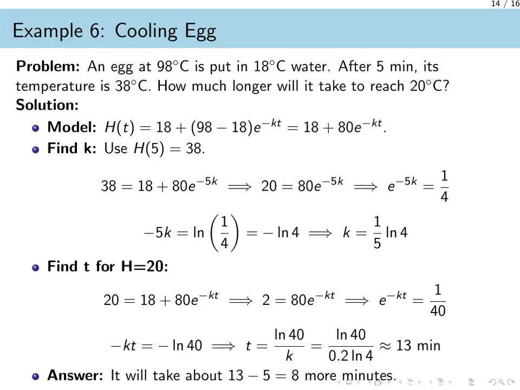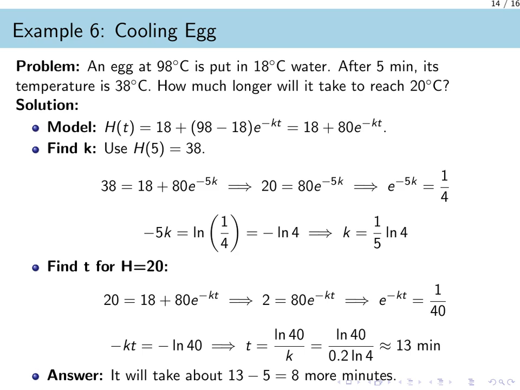Now let us apply our cooling model to a practical example to see how we can use it to make a prediction. First, we set up the equation for the egg's temperature using the initial value of 98 degrees and the surrounding water temperature of 18 degrees, which gives us the formula H of t equals 18 plus 80 times e to the power of negative kt.